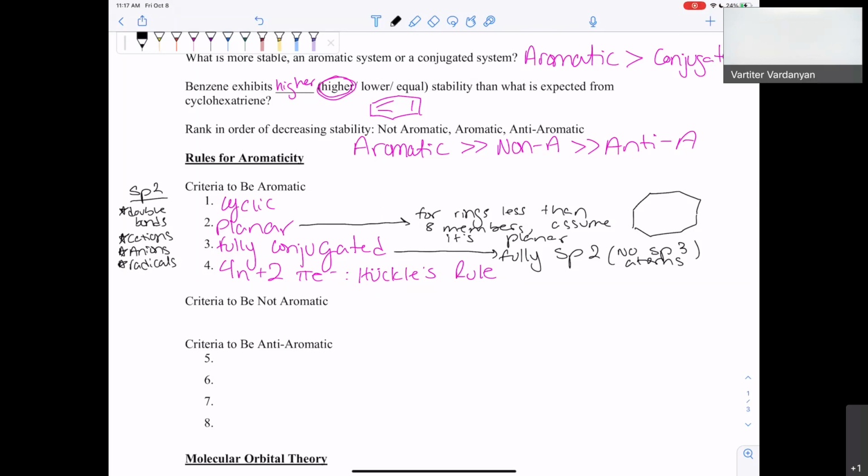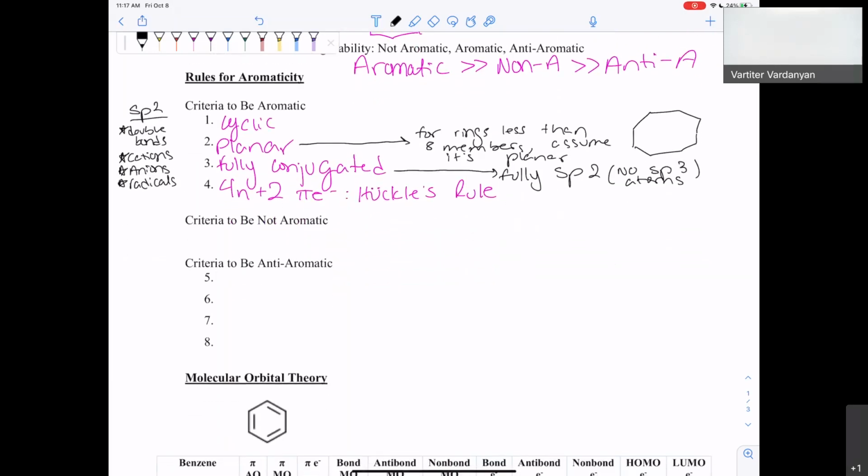Heteroatoms can be sp2 or sp3, but we're going to talk about that. All right. Any questions on what those rules mean or anything like that so far? We're going to talk about that in 1 second. I just want to make sure the first three are good.